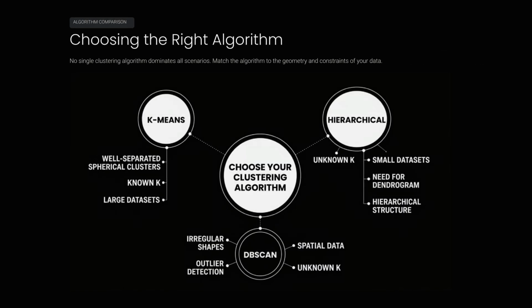Choosing the right algorithm is essential. K-means works best for spherical, equal-sized clusters. Hierarchical clustering is good when exploring different numbers of clusters. DBSCAN shines when clusters are arbitrary shapes or when identifying outliers is important.